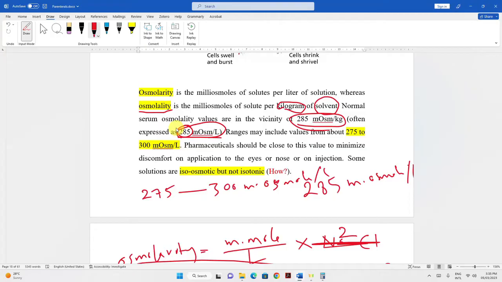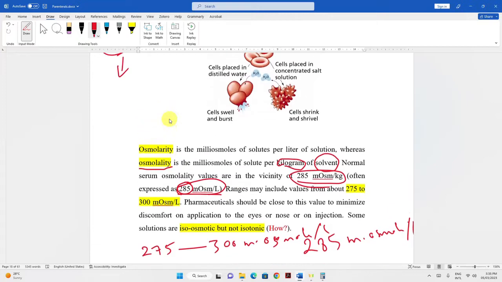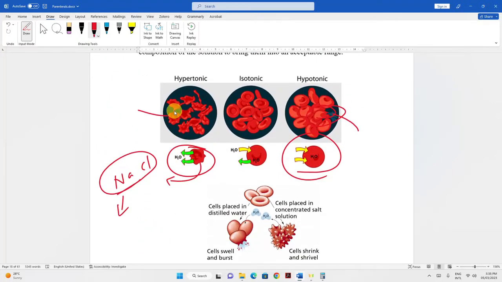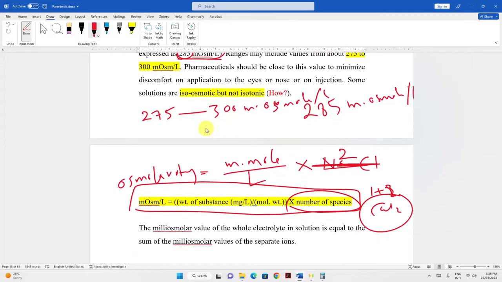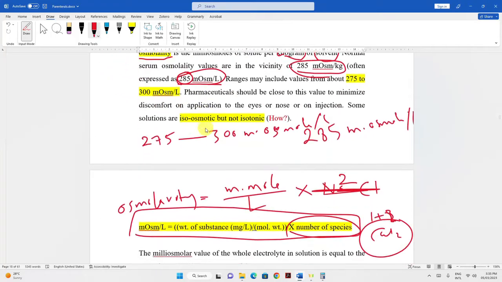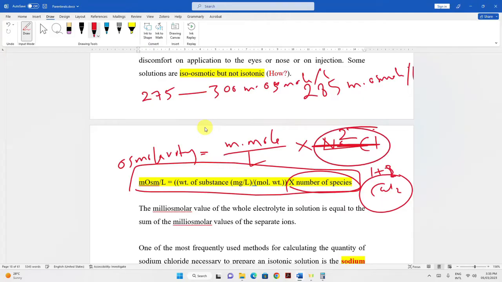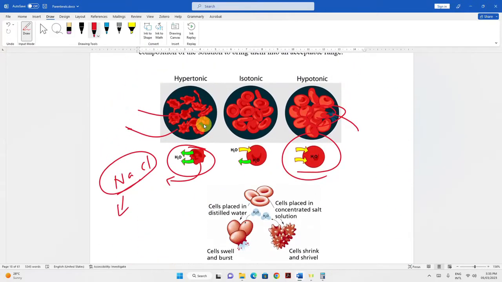But is it right to say every isoosmotic solution is isotonic? The answer is no. How? Because it all depends on the membrane. The membrane you see here should be a semi-permeable membrane. So it has to do with the membrane and also with the solute that we are talking about. Where is the solute? NaCl, the solute. So it depends on the membrane, the membrane and the solute, the NaCl or the drug itself.